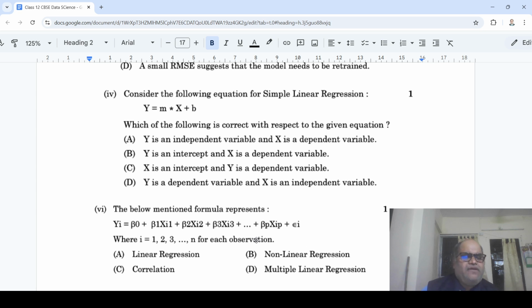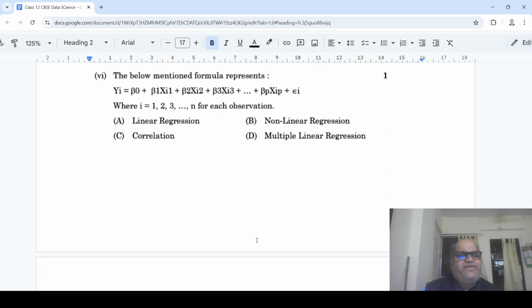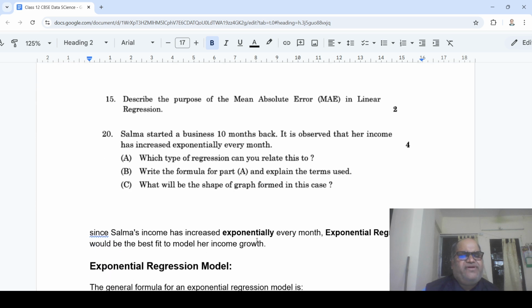The below mentioned formula represents beta 0, beta 1 x1, beta 2 x2, beta 3 x3, up to beta p xip, and epsilon i, where i is equal to 1 to n, for each observation. So yeah, this is multiple linear regression. No point in guessing it.